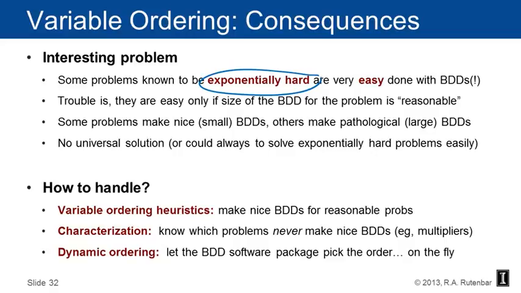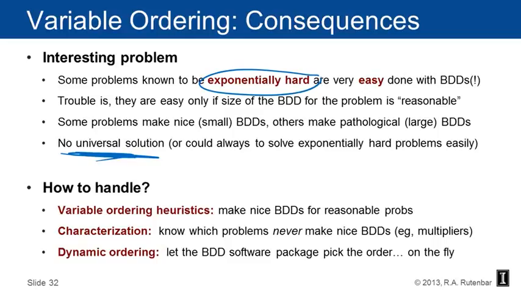Some problems make nice small BDDs. Others make pathological large BDDs. And there's no universal solution. I'm just going to emphasize that. There's no universal solution, or we could always solve exponentially hard problems easily and we'd all be out of a job. How do people handle this thing?